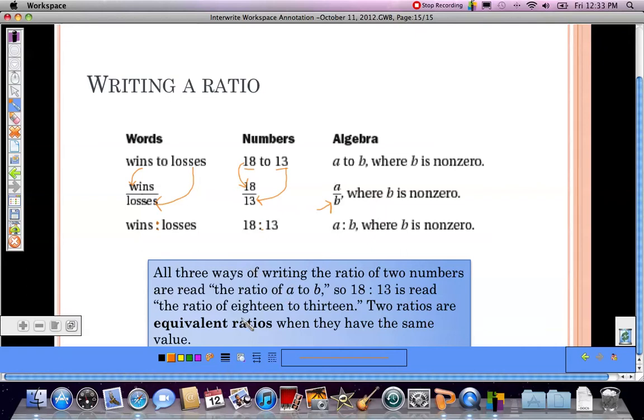All right, and just below this, let's remember that all three ways of writing the ratio would be read 18 to 13, 18 to 13, or 18 to 13. The word to, the fraction bar, and the colon all mean you would say the word to in that position when you're reading it out loud.